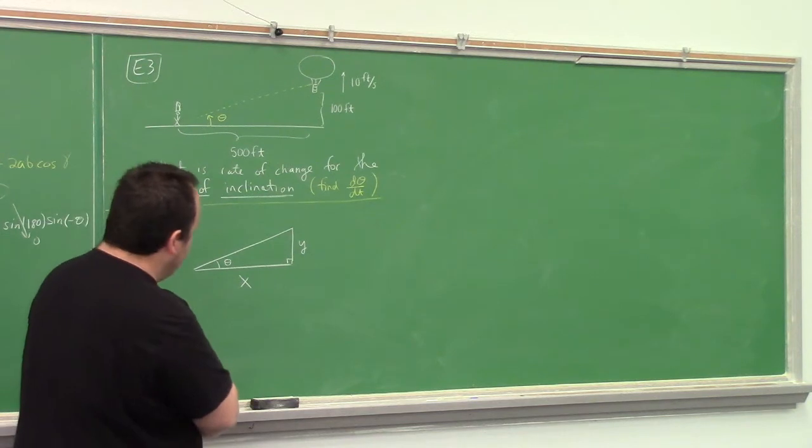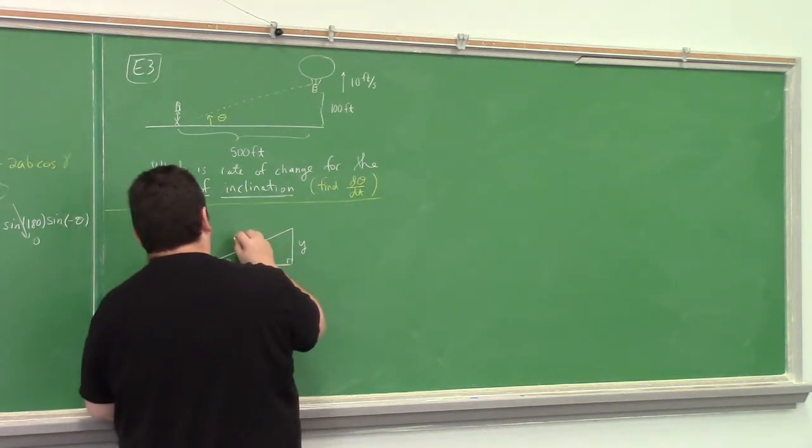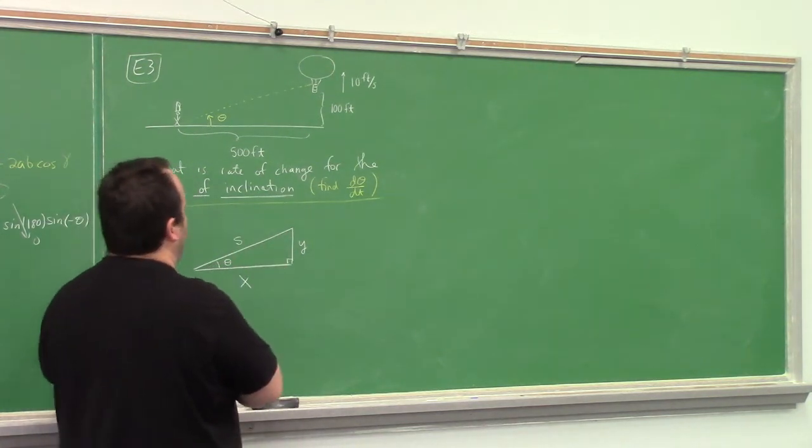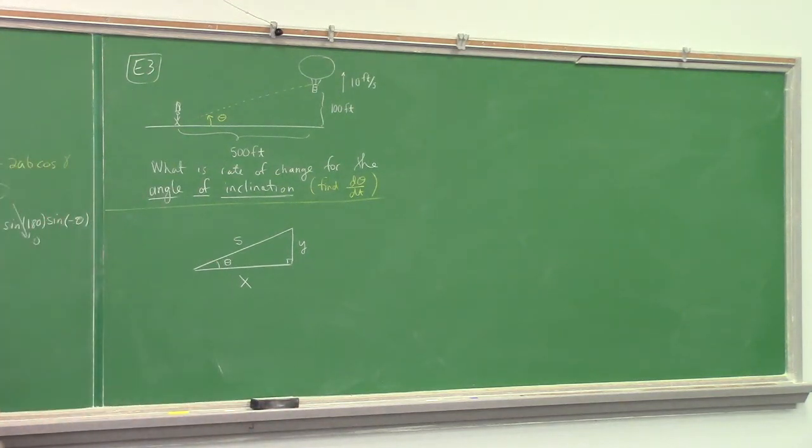You could also ask the question, if this is S, how is the distance increasing at that instant? That's another question you could ask. That's not the one I asked, though. If I wanted to do that, I'd look at x squared plus y squared equals s squared, and differentiate it. dx/dt here is 0, because the balloon's going straight up.